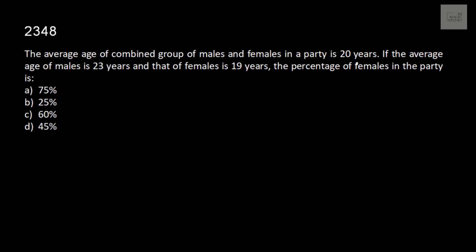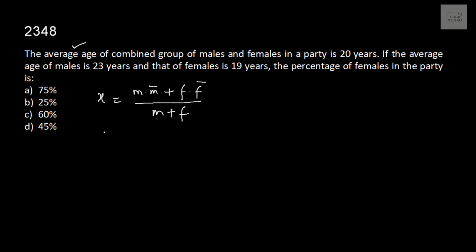Okay, a pretty simple question from average, which we have run in many of our sessions. The average age of a combined group of male and female in a party is 20. We can use this: average is (male count × male average + female count × female average) divided by (male plus female). We can use this process and solve this.